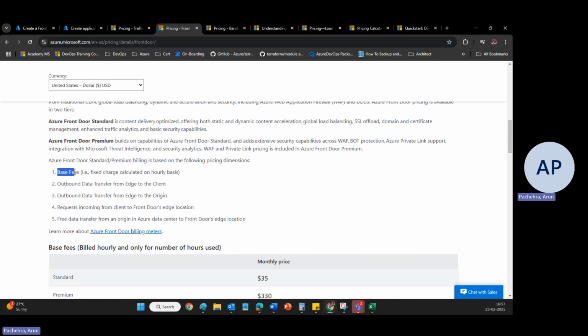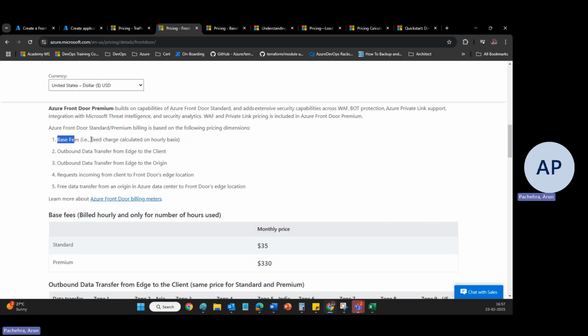There is a base fee for both, a fixed price for Standard and Premium. And apart from that, there is outbound data transfer from edge to client. See, edge to client. There is a charge. Outbound data transfer from edge to origin. Remember last video? There is a price. So outbound from edge, we have to pay. Requests incoming from client to Front Door edge location. So those incoming requests are also charged. Free data transfer from an origin in Azure data center to Front Door edge. Only when the data is going out from the Azure data center, which is free.